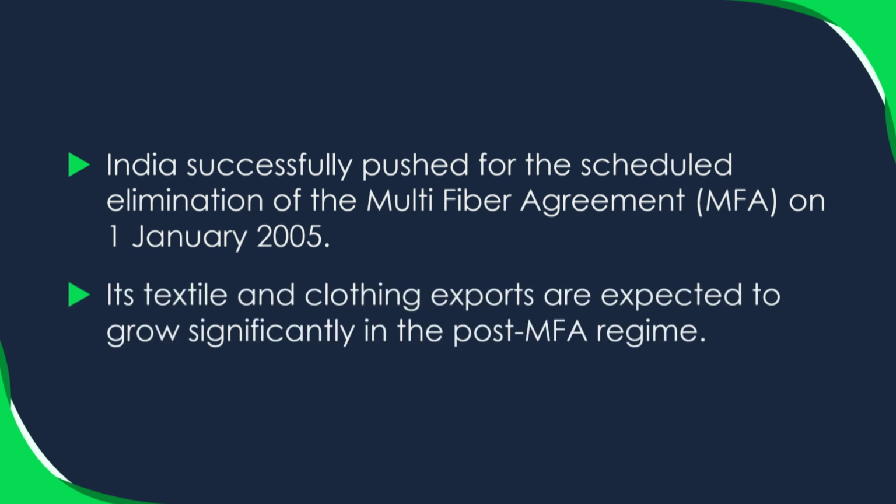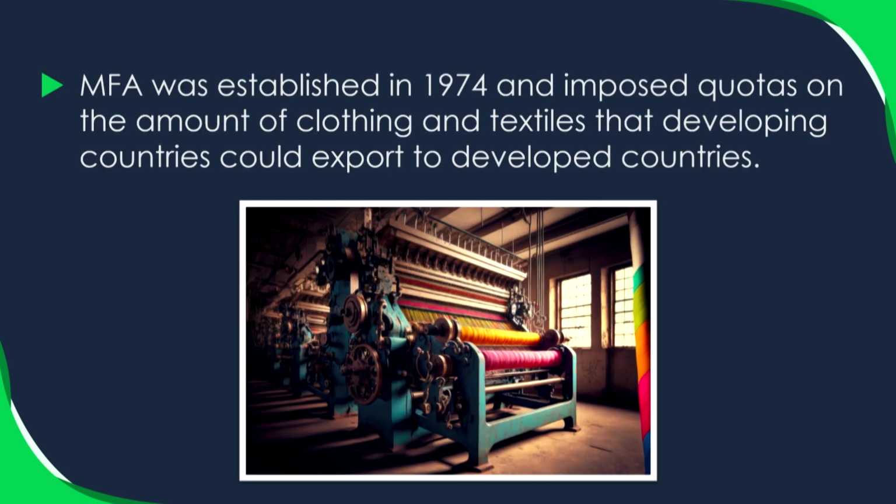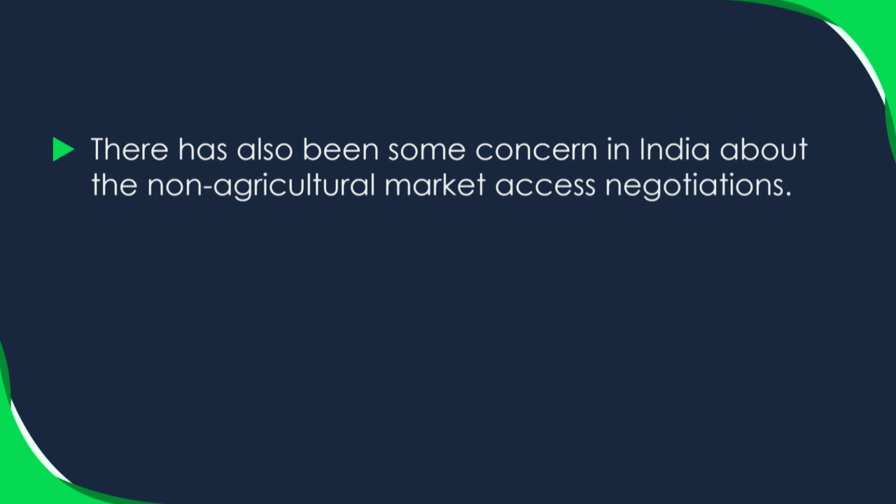Its textile and clothing exports are expected to grow significantly in the post-MFA regime. The MFA was established in 1974 and imposed quotas on the amount of clothing and textiles that developing countries could export to developed countries. There has also been some concern in India about the non-agricultural market access negotiations.